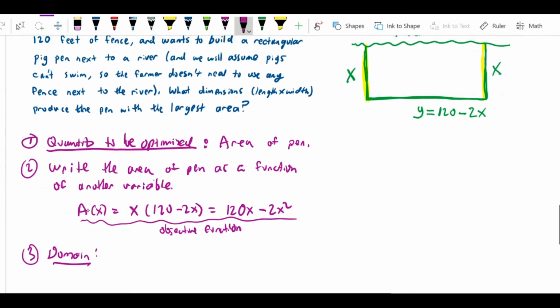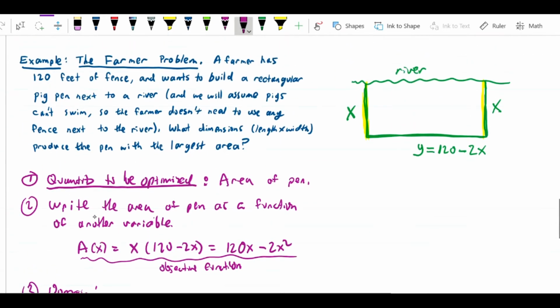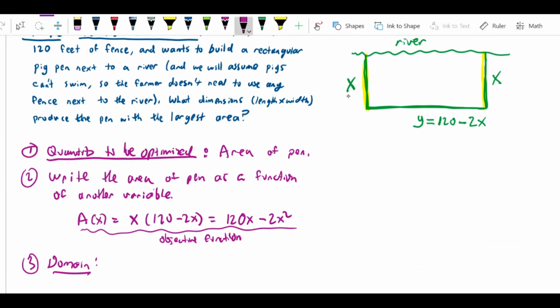Now, certainly A of x is defined everywhere, but that's not really the point. The point is that if I had to ask what the smallest possible value of x can be that makes sense in this problem, certainly that's going to be 0. In other words, I can't have a pen that has a vertical dimension any less than 0.